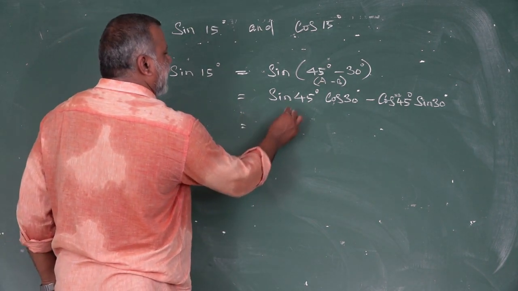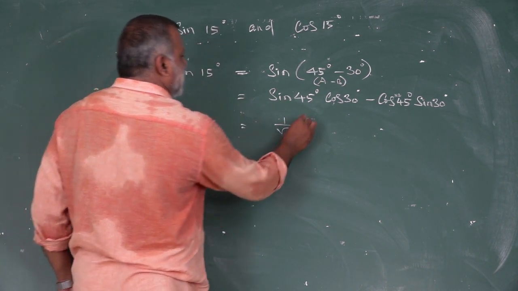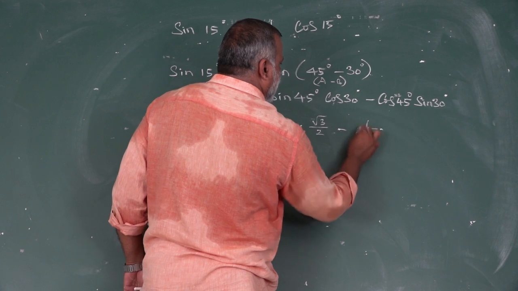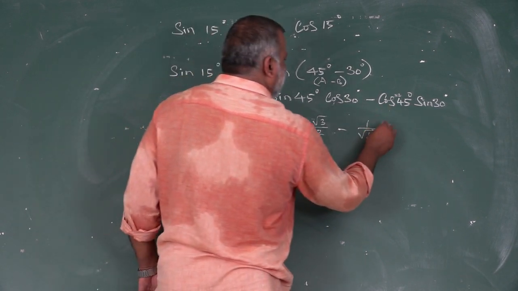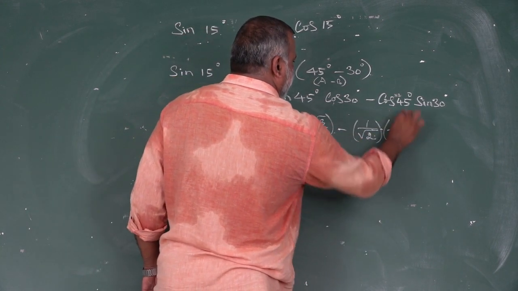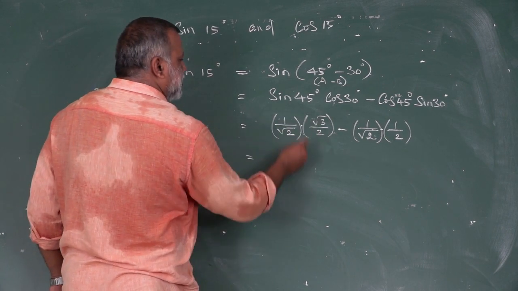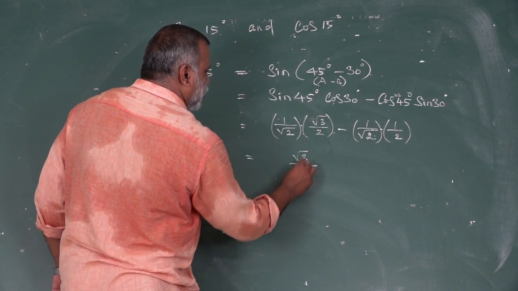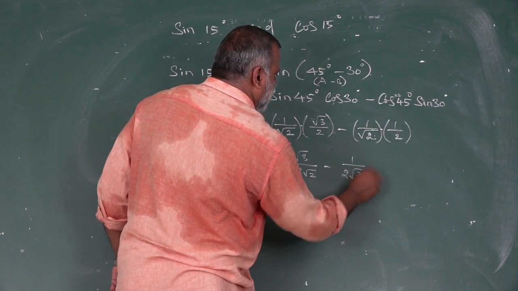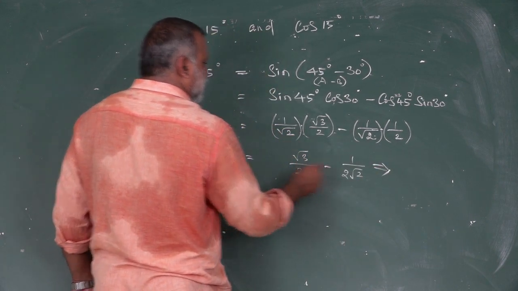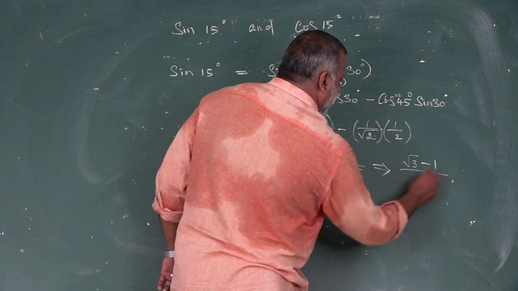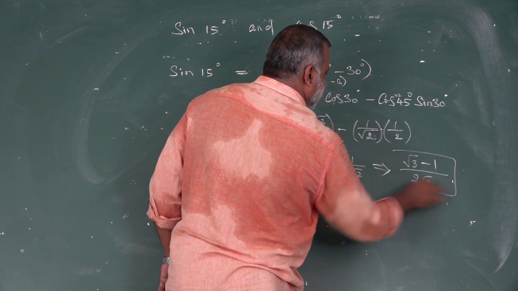We know sin 45 from the table is 1 by root 2, cos 30 is root 3 by 2, minus cos 45, 1 by root 2, sin 30, 1 by 2. Just these four values are multiplied with each other. Now see this: root 3 divided by 2 root 2 minus 1 divided by 2 root 2. So I can write like this, 2 root 2 as a common, therefore (root 3 minus 1) divided by 2 root 2. This is the first result.